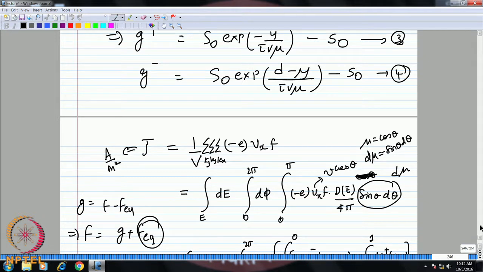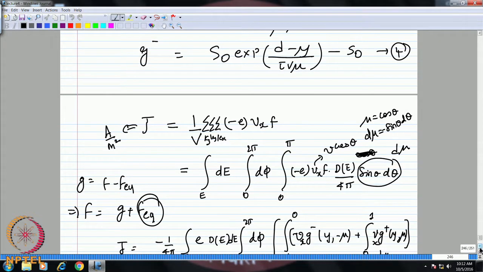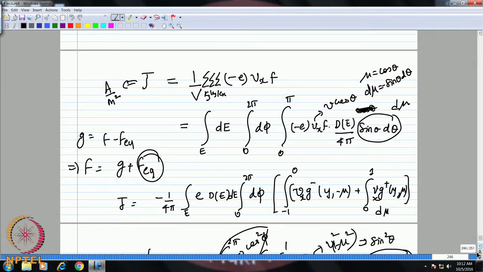In terms of f, we know that f is equal to g plus f equilibrium, and if you integrate f equilibrium over the solid angle, it is going to be 0, because it is uniform, not varying around the solid angle, and the integral of cos theta sin theta d theta will be 0. So we end up with an expression only in terms of g plus and g minus. We have split the polar angle from 0 to pi by 2 and pi by 2 to pi.